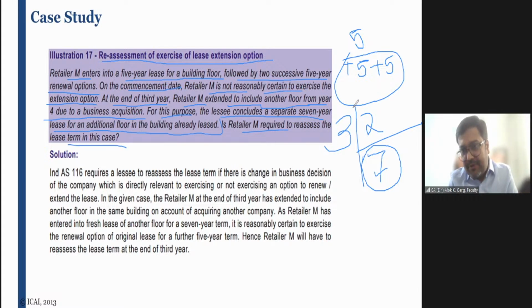Friends, at this point of time, after 3 years, the lessee's business got expanded. And that is why the lessee has taken another floor for 7 years. So if the lessee has acquired another floor in the same building for another 7 years, don't you think the lessee will require at least another 7 years for this existing floor also? Don't you think that?